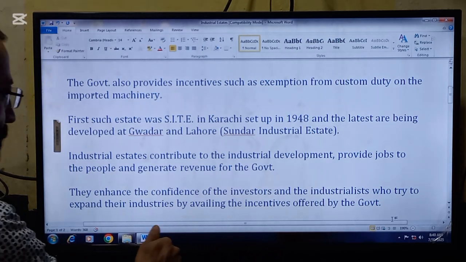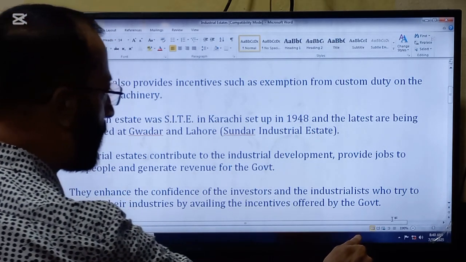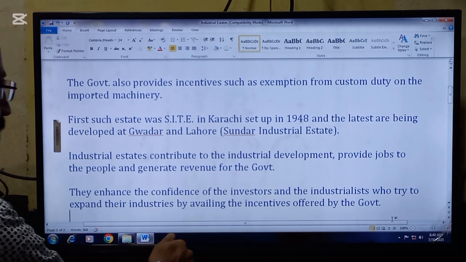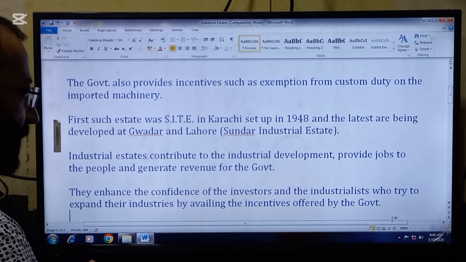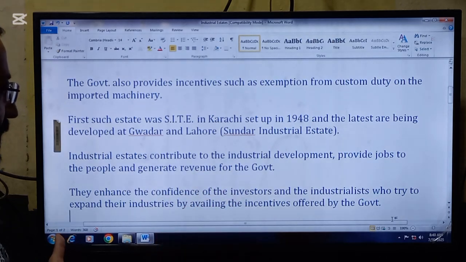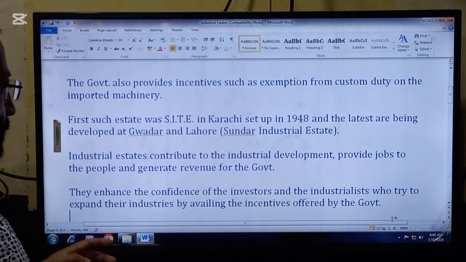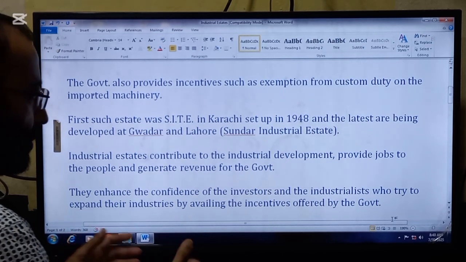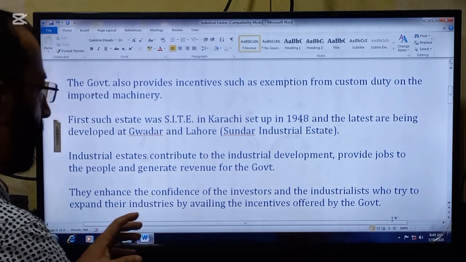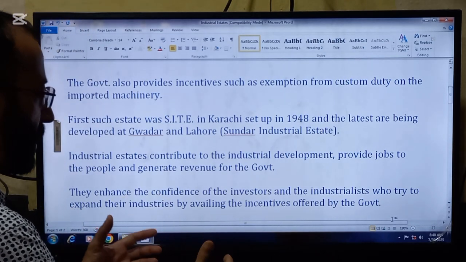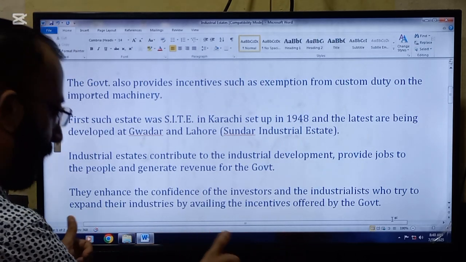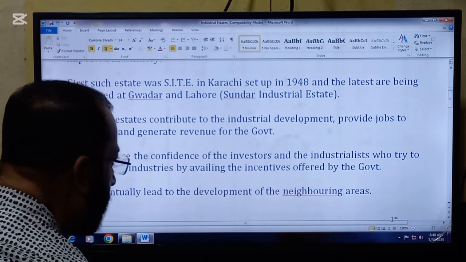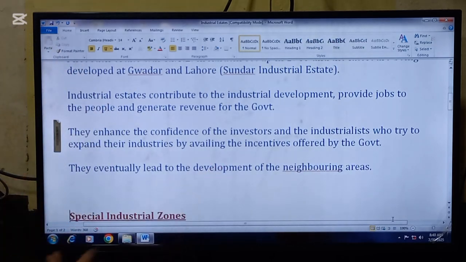They enhance the confidence of the investors and the industrialists who try to expand their industries by availing the incentives offered by the government. So the local businesses as well as the investors from foreign countries are encouraged to invest in that area, and their confidence is also enhanced because of the industrial activities carried out in that area. Also the government is providing some incentives, so the investors invest in those areas.